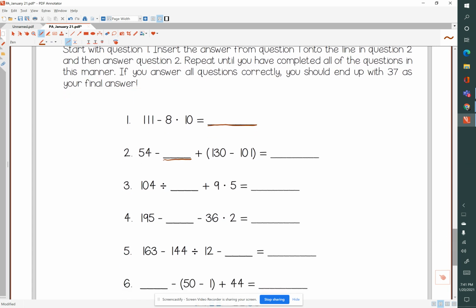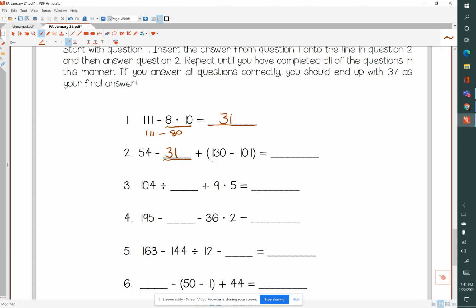Okay, with this first problem, we need to multiply 8 times 10, which is 80, and then we have 111 minus 80, which will give us 31. So the 31 goes right here. Now take a look at this next problem. 54 minus 31 plus (130 minus 101).